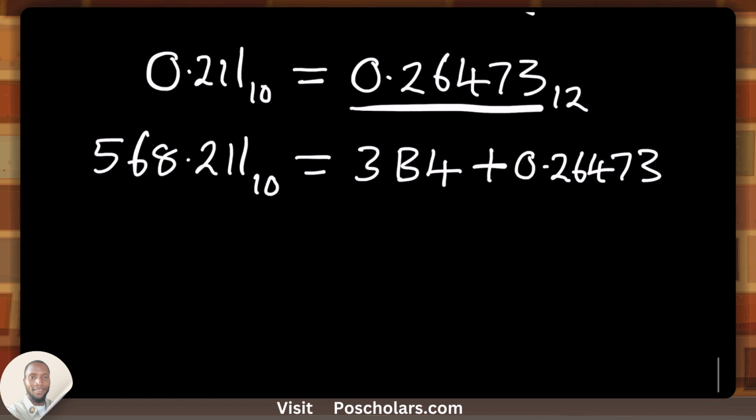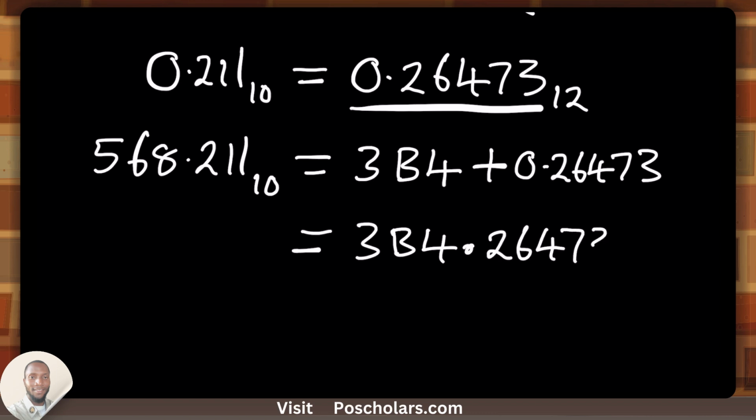0.26473. So combining it together, what do we have? We have 3b4.26473 base 12. So that'll be your final answer.